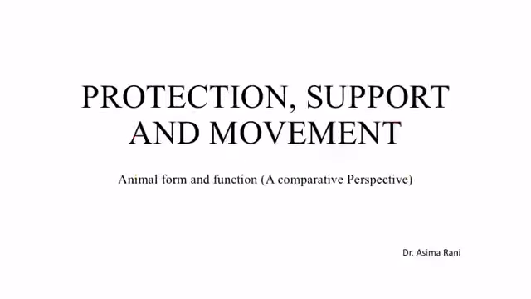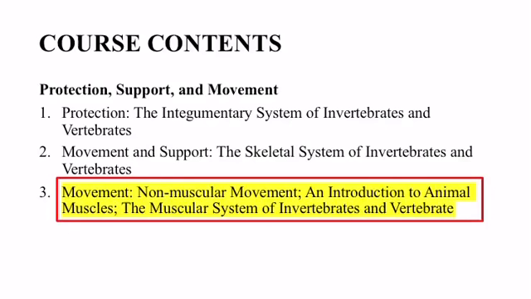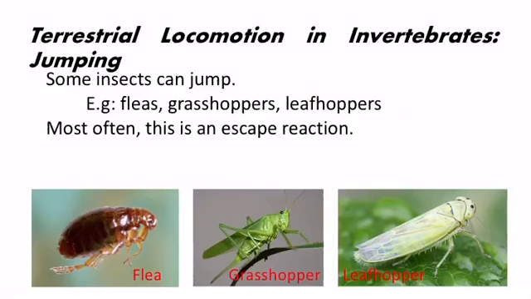We will study animal form and function in a comparative perspective. Course contents of this chapter include protection, support and movement. The topic of today's lecture is terrestrial locomotion in invertebrates, that is jumping.